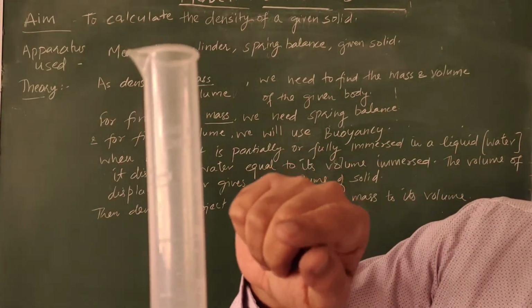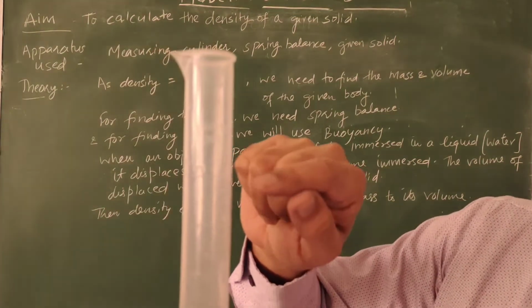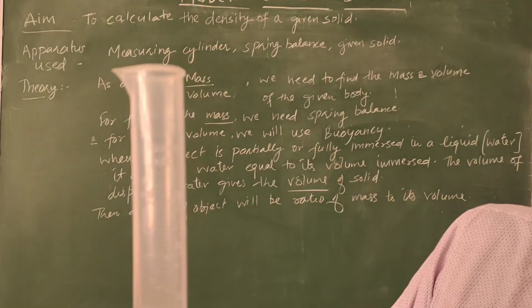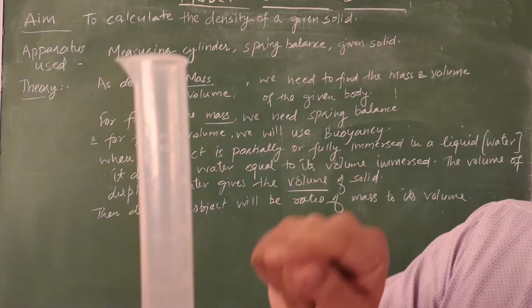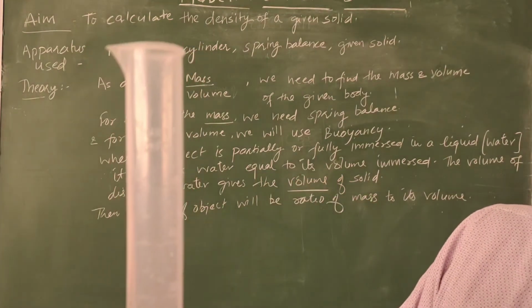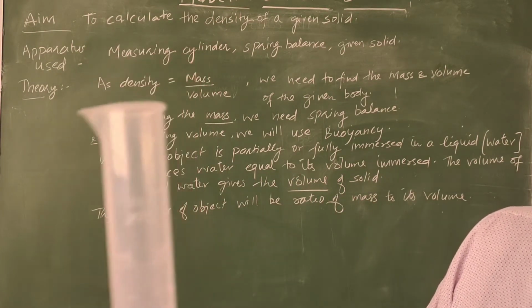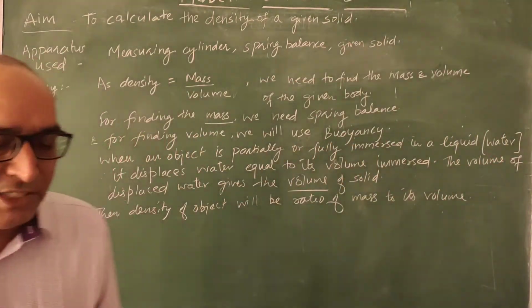This can be calculated as the least count. For that we have to do 50 minus 40 upon 10. So 50 minus 40 upon 10 is 1. So one smaller division is equal to 1 milliliter. Right? This is how we are going to read this measuring cylinder.